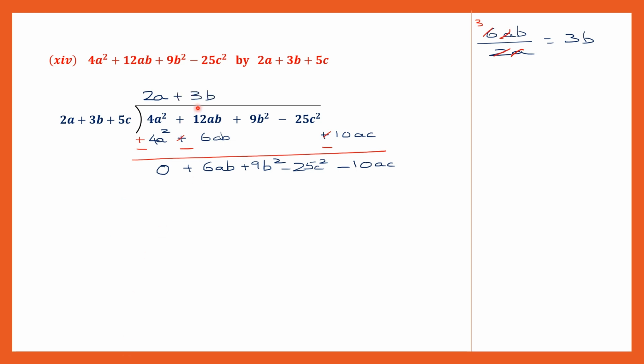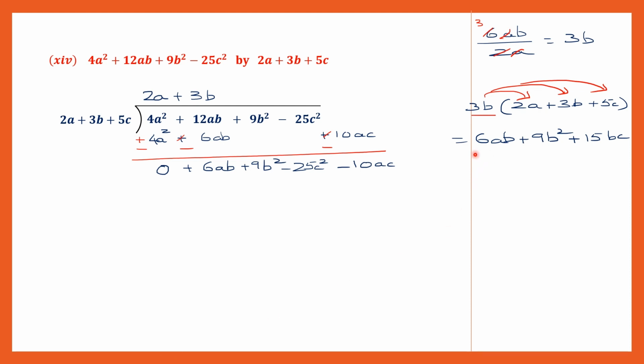Now we have to multiply 3b with every term in the divisor. Let's do that multiplication here. So 3b into 2a plus 3b plus 5c. Now multiply 3b into 2a. 3 2s are 6. b into a is ba or ab. Then we have to multiply 3b into plus 3b. So the sign is plus, 3 3s are 9, b into b is b square. Then we multiply 3b into 5c. So the sign is plus, 3 5s are 15, b into c is bc.